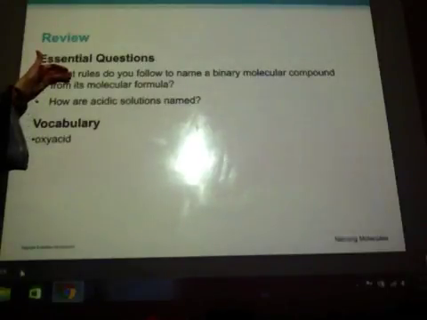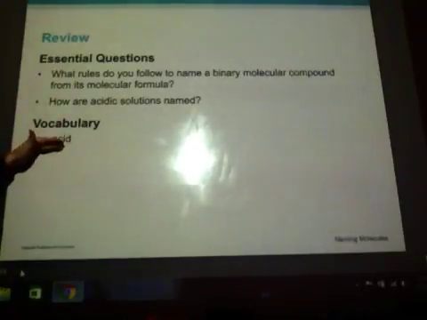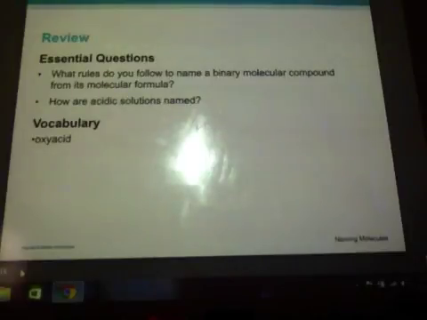And then the last one, not a lot for your review here. Rules for naming compounds. Basically, you need prefixes. How are acidic solutions named? You look at the anion and then figure out the rest of it. Oxyacid has a hydrogen and an oxygen in it. And that's all of section 2.